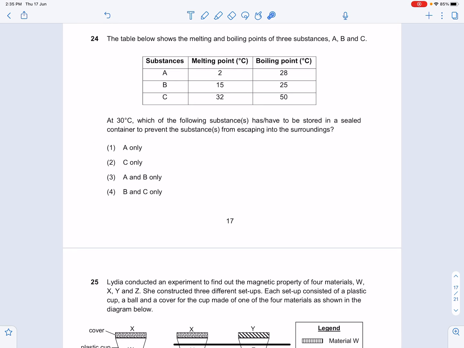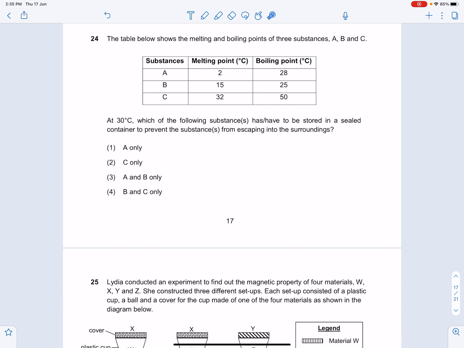Question 24. The table below shows the melting and boiling points of 3 substances. At 30 degrees, which of the following substances have to be stored in a sealed container to prevent the substance from escaping into the environment? Now, this is a very similar question to what we've done earlier. It's really knowing about what happens at boiling and melting points.